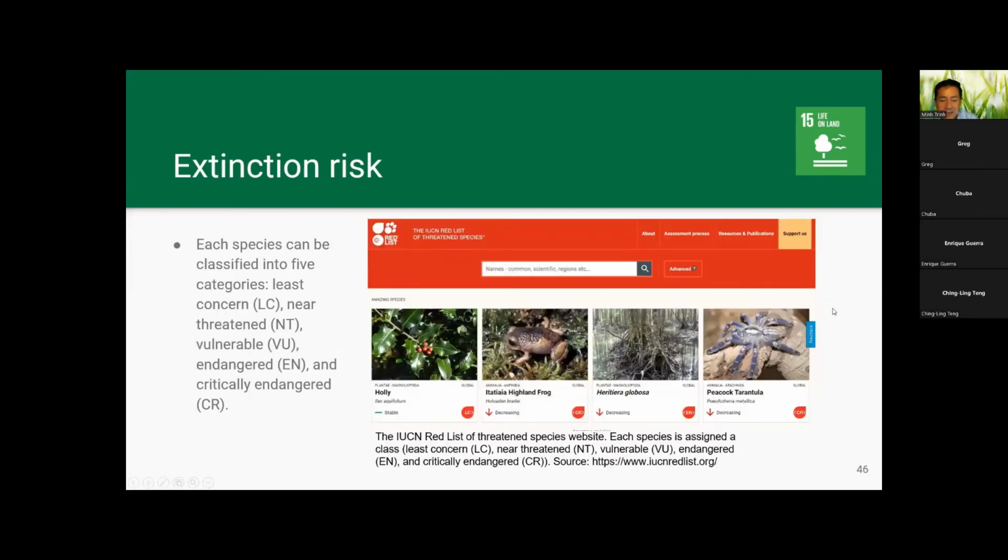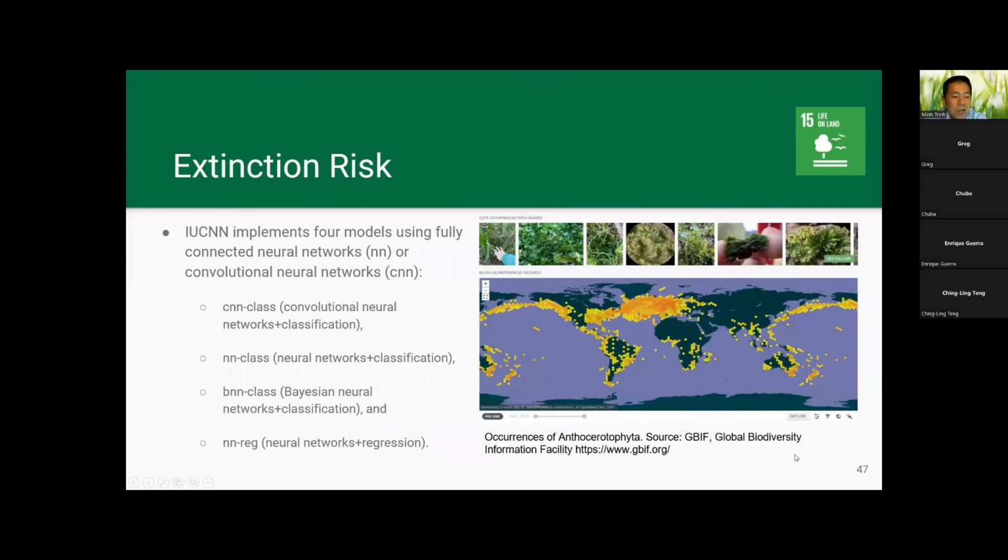This is the website, right? And each species, there's an inventory of species, and they are classified into five categories. Least concern, that we're not concerned by, because it's not endangered, right? Near threatened would be NT, vulnerable VU, endangered EN, critically endangered CR, right? So it'd be the worst. For instance, here the example is taken a few days ago. It's this small fork, critically endangered, right? This tarantula too. So you have thousands of species in there.